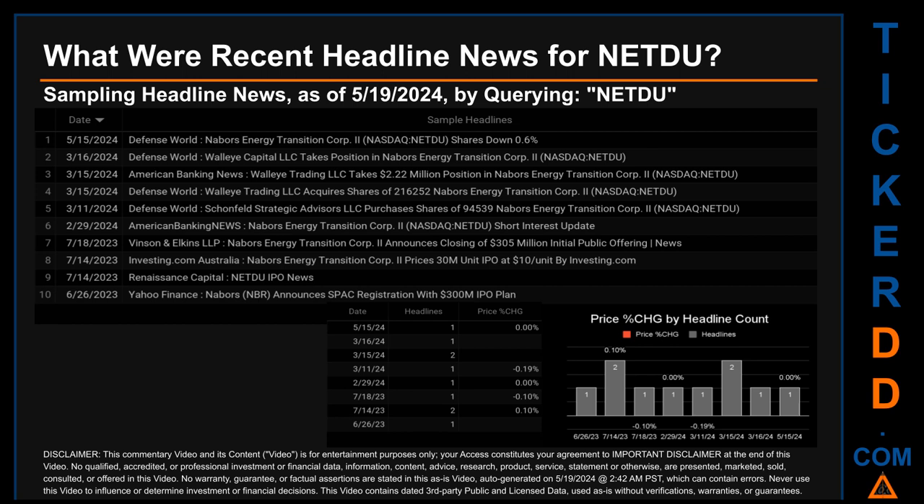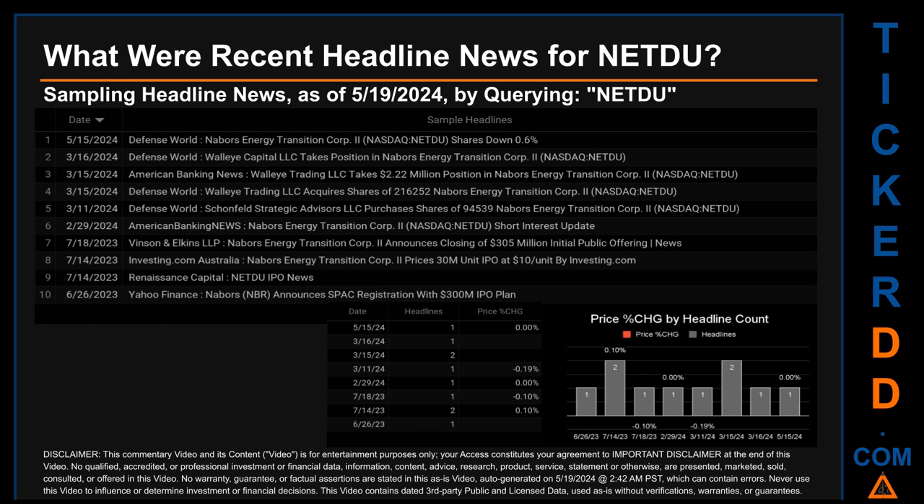Friday, March 15, 2024 and Friday, July 14, 2023 had the most headlines. They each had 2 discovered headlines. On Friday, March 15, 2024, first, American Banking News published the headline that read, Walleye Trading LLC takes $2.22 million position in Neighbors Energy Transition Corp. 2, NASDAQ. NETDU. Second, Defense World published the headline that read, Walleye Trading LLC acquires shares of 216,252 Neighbors Energy Transition Corp.